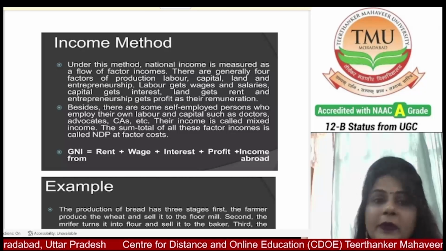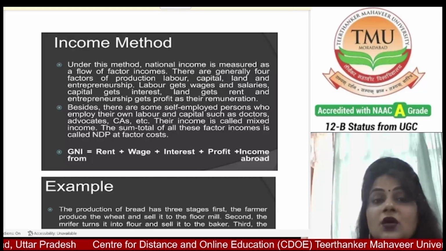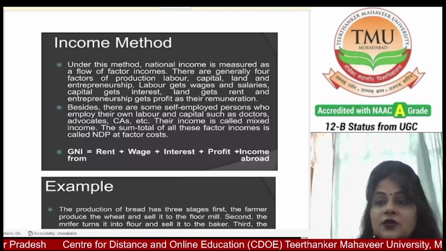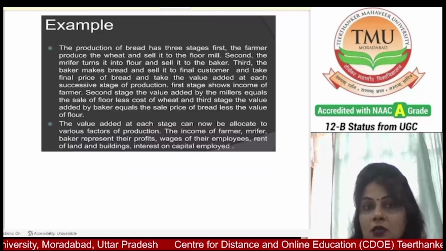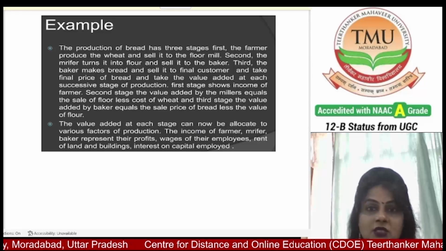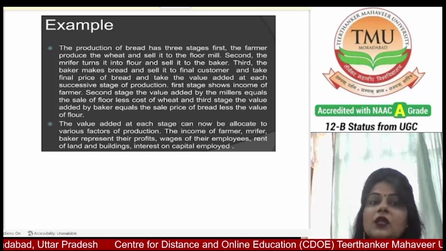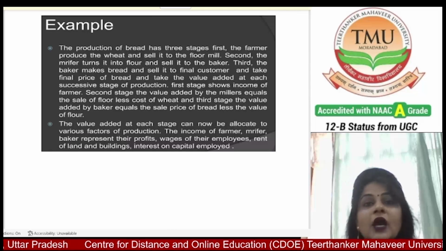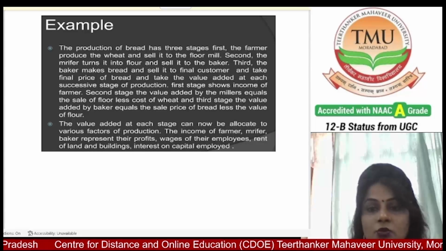So, there are many steps of the income method. The first step is to identify and classify factors of production of all the producing firms into primary, secondary, and tertiary sectors. So, we will also take an example of the national income, as you can see on your screen. The production of bread has three stages. First, the farmer produces the wheat and sells it to the flour mill. Second, the miller turns it into flour and sells it to the baker. Third, the baker makes bread and sells it to the final consumers.